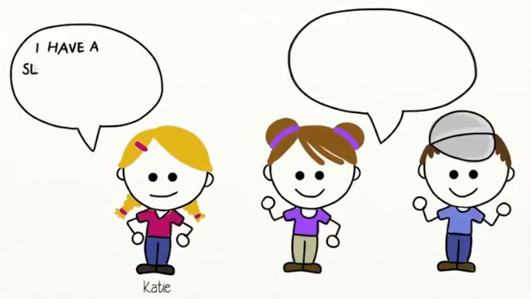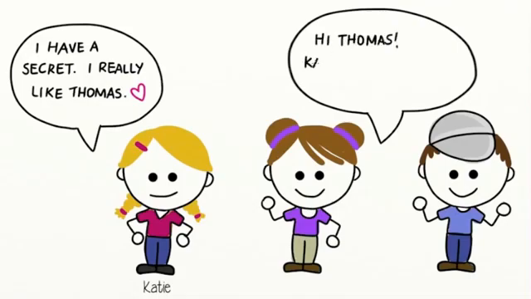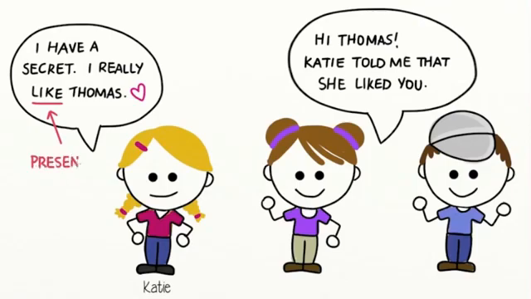Another example, Katie tells her friend, "I have a secret. I really like Thomas." Her friend then tells Thomas, "Hi Thomas, Katie told me that she liked you." Here, the present tense verb like changes to the past tense liked.